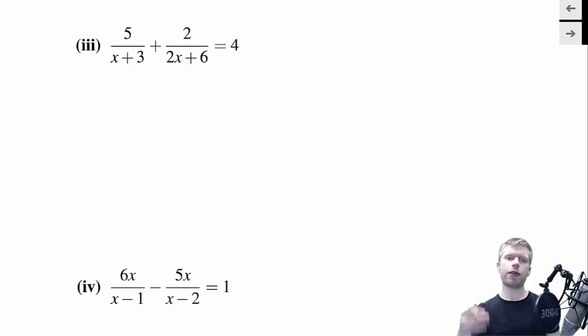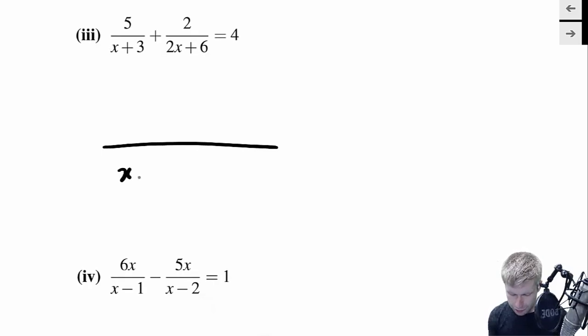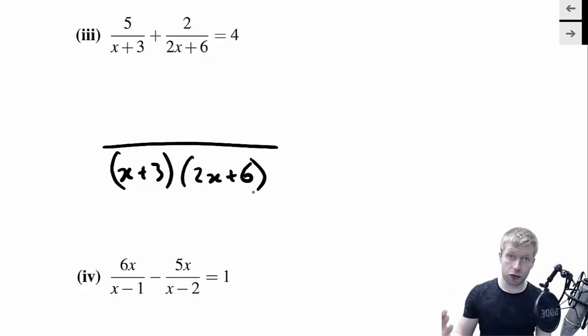Okay, so now let's have a look at this one. This one's a lot more awkward because I need to get the same denominator. So I can see, in order to get the same denominator, I'm going to have to multiply the denominators of both fractions together. So I'm going to end up with x plus 3 here. And I'm going to multiply by 2x plus 6. So that's my common denominator right there.